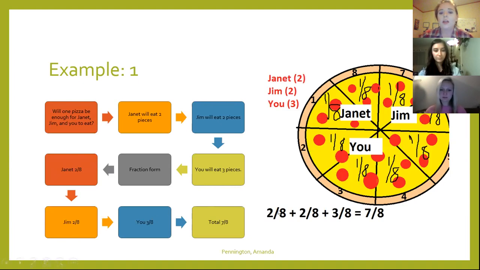And together, we're going to add those together. So we have Janet, which is 1 and 2, Jim, which is 1 and 2, and then us, which is 1, 2, and 3. Together, we're adding those fractions. So we're taking the top numerators, and we're going to add all of those together. So 2 plus 2 equals 4, and 4 plus 3 equals 7. So we're going to put 7 as the numerator, and then 8 as the denominator.